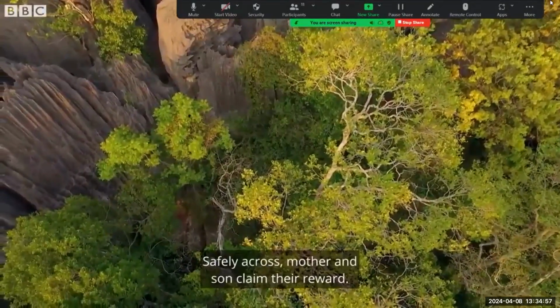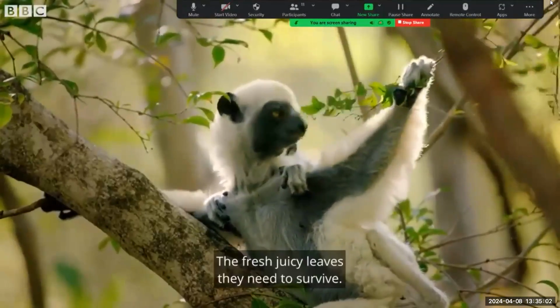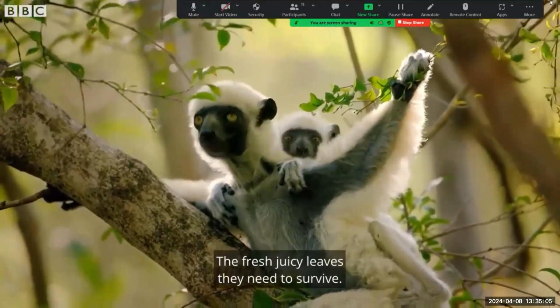Safely across, mother and son claim their reward. The fresh, juicy leaves they need to survive.